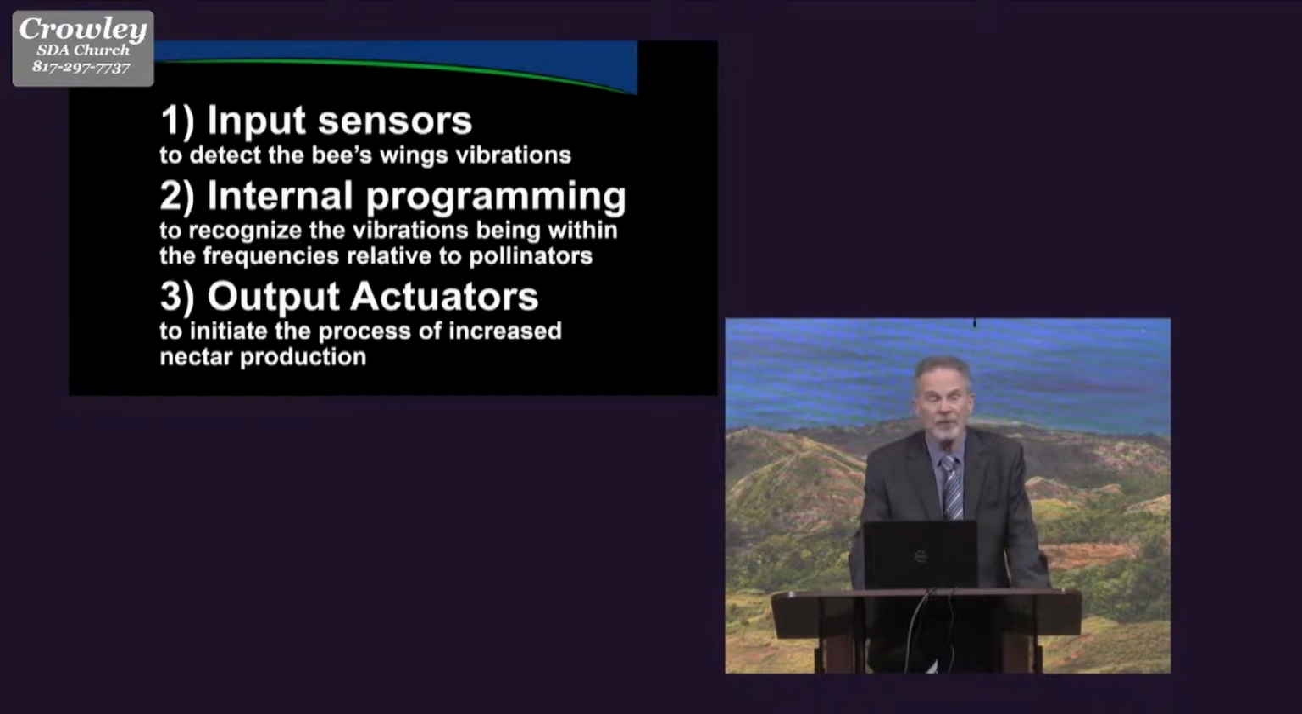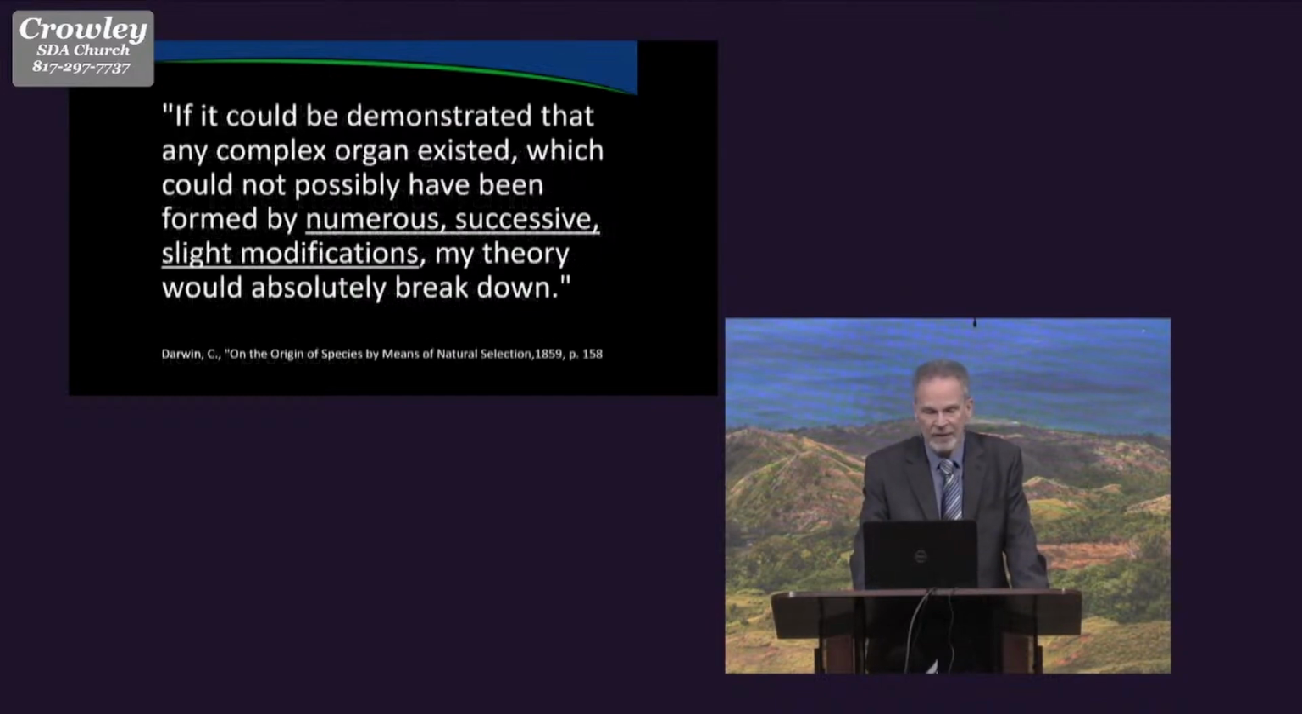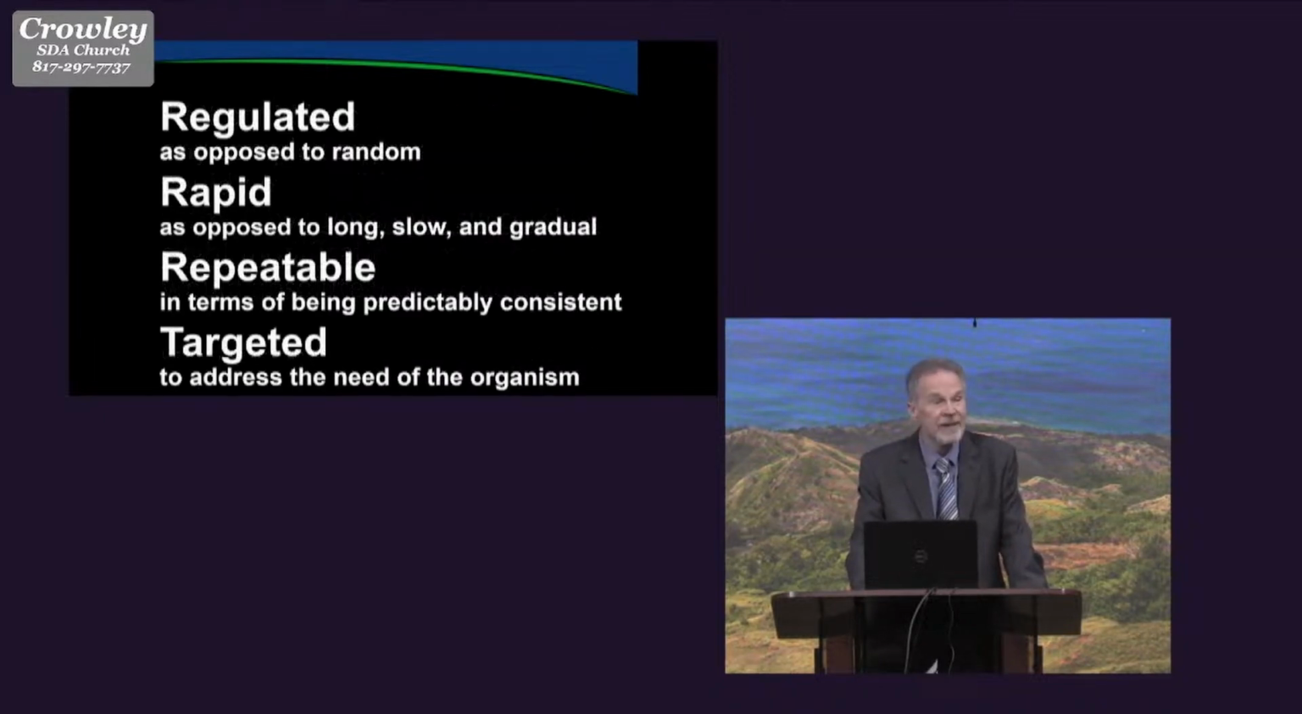So what is the falsification test for Darwin? He said, if it could be demonstrated that any organism existed which could not possibly have been formed by numerous, successive, slight modifications. This isn't numerous, successive, slight. This is all right there from the get-go. And this response is regulated, it's rapid, it's repeatable, and it is targeted.